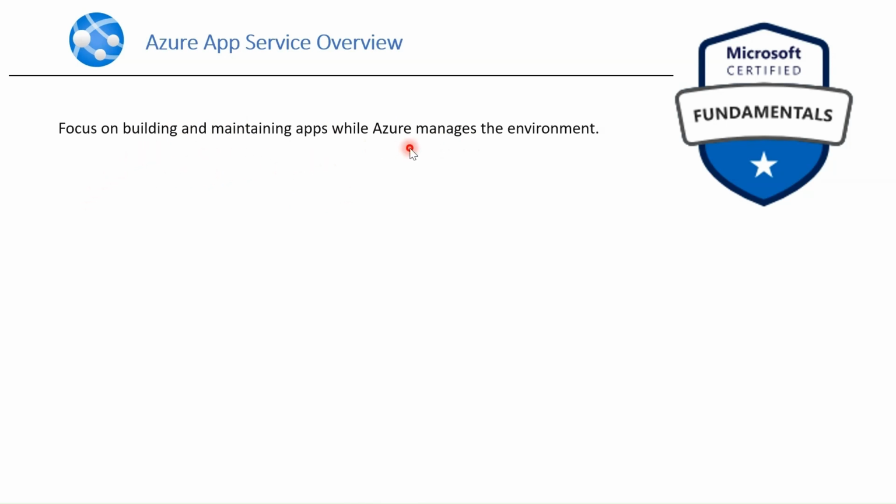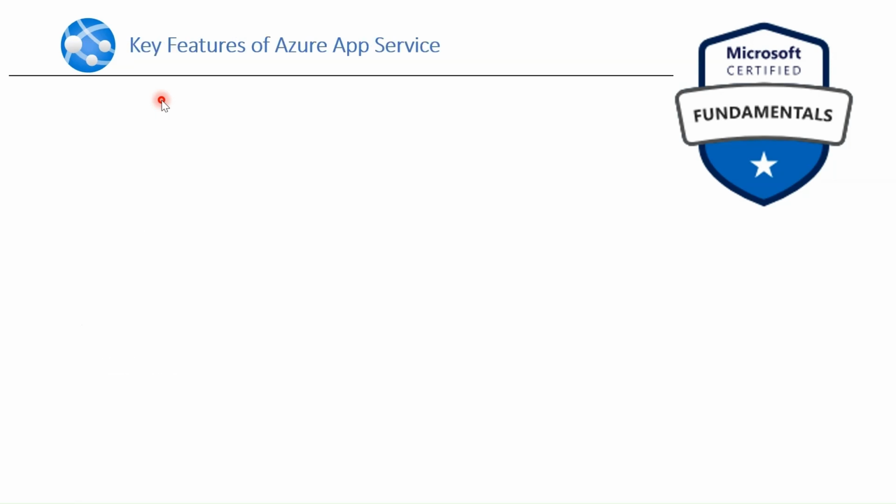So Azure manages the infrastructure or the entire environment for you. You just focus on building the code, or building your application. App Service supports various app types: web apps, API apps, web jobs, or mobile apps. Okay, let's look at them in more detail.